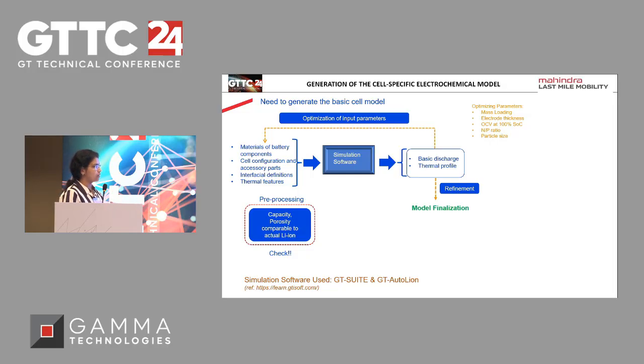Actually, this full exercise of electrochemical simulation requires a lot of inputs from the suppliers, and often we struggle to get that information out of the suppliers. So through this optimization process, we actually get a ballpark value of parameters like mass loading, the electrode thickness, NP ratio, etc., which are very important parameters, and this ultimately helps us to develop the basic cell model. So this model finalization we did.